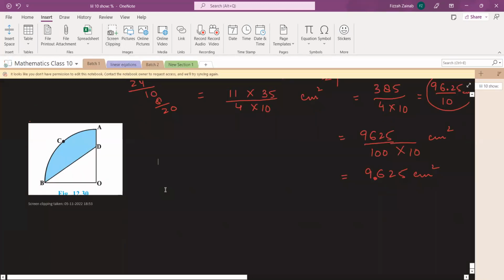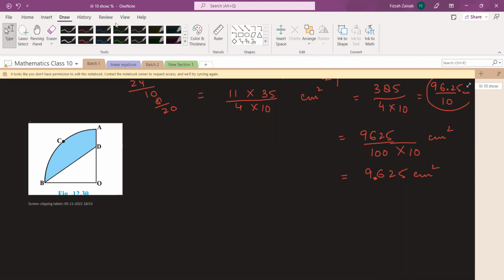Okay, so area of quadrant we have found. Now we have to find the area of shaded region. How will I find it? Tell me. Yes, Martin. What will I do? For shaded region, what will I do? We found the whole sector's area right now, right? It's a quadrilateral? No, I need the area of the shaded region. So what will I do?